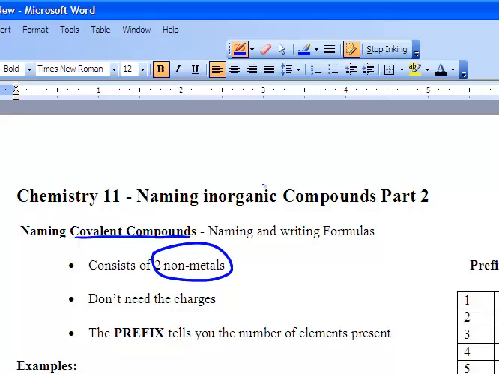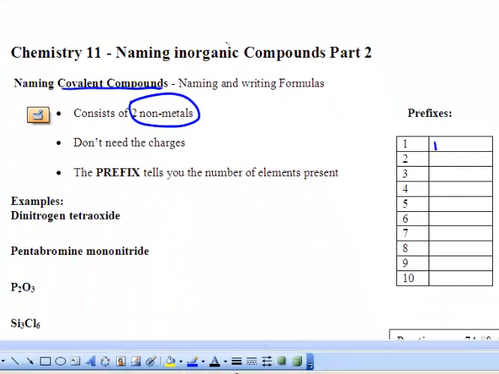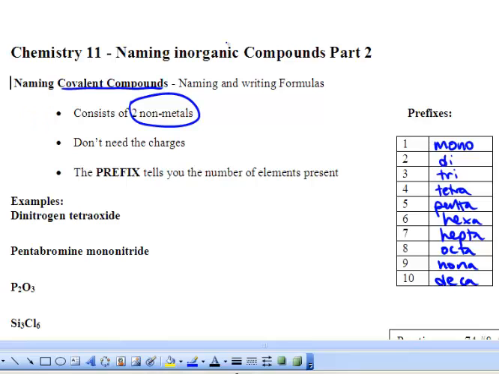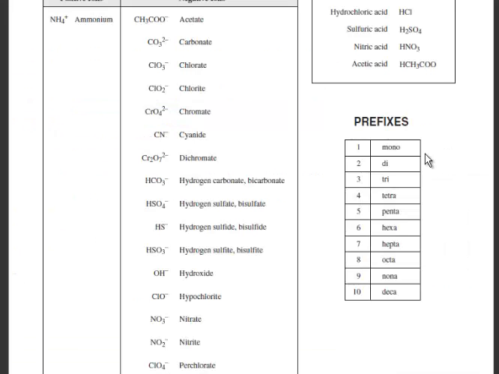They have a prefix that tells you the number, and we have 1 which is mono, then we have 2 which is di, 3 which is tri, 4 which is tetra, 5 which is penta, 6 which is hexa, 7 which is hepta, 8 which is octa, 9 which is nona, and 10 which is deca. And you can find those on your periodic table of elements on the very back. And it looks just like that, so you can see that right there.